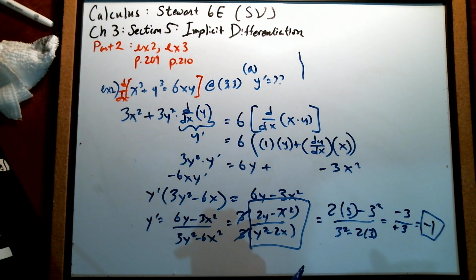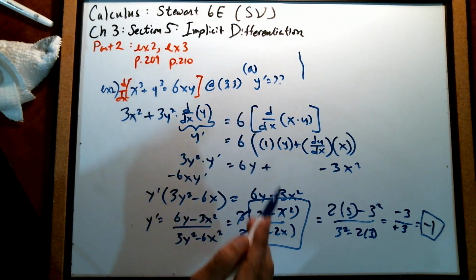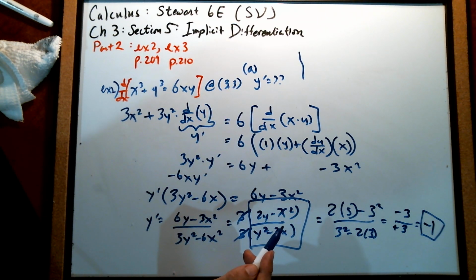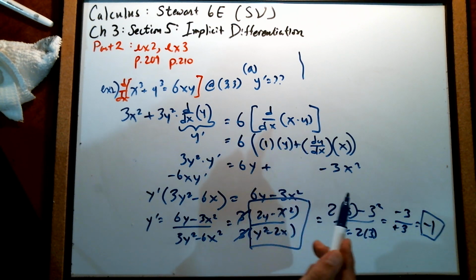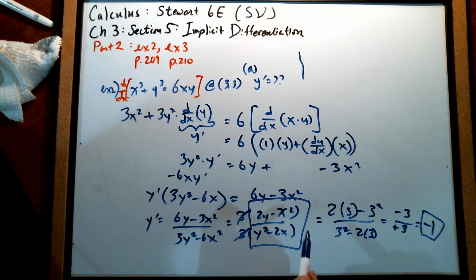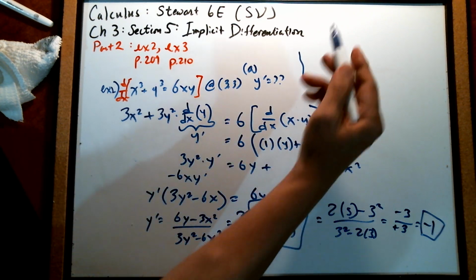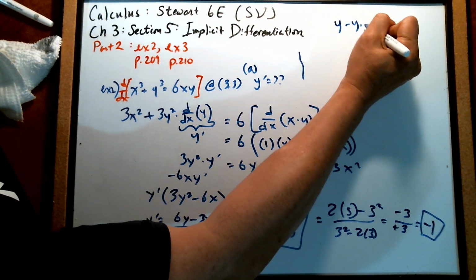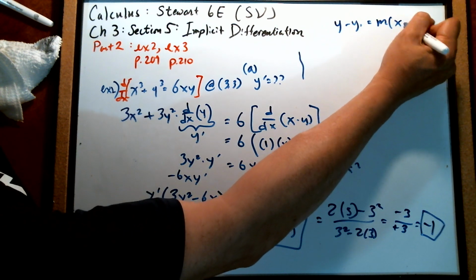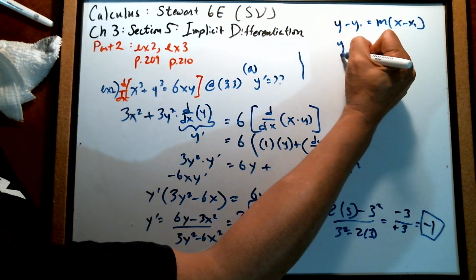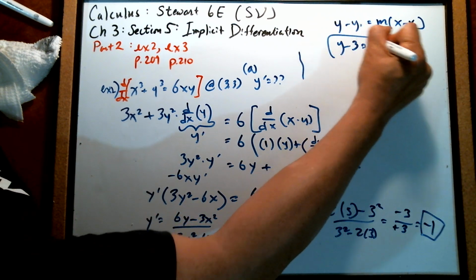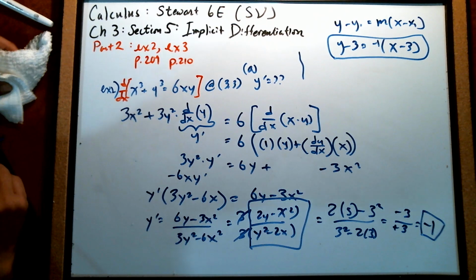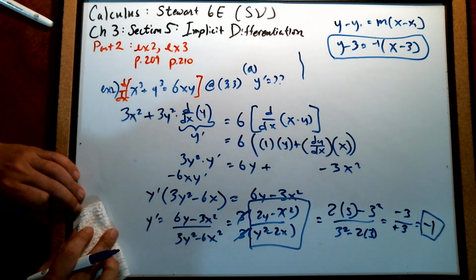So I'm going to look at my answer. Oh, they want the equation of the tangent line for part A, right? So what we're going to do is use the slope that we just found. We are given this point, which is 3 comma 3. So y minus y1 is equal to m times x minus x1. y minus 3 is equal to negative 1 times x minus 3. Keep it in point slope form. And that's it. I'm going to erase this and do part B for you.